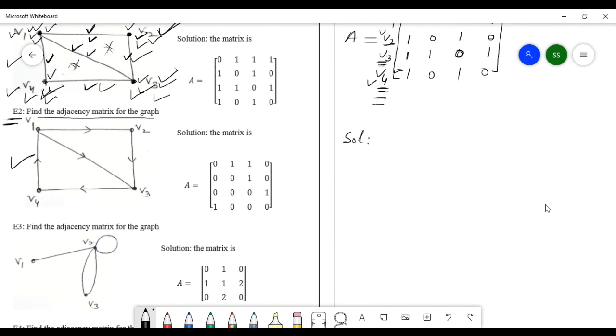Here also, how many edges? How many vertices? Vertices equal to 4. So you will get a 4 by 4 matrix.